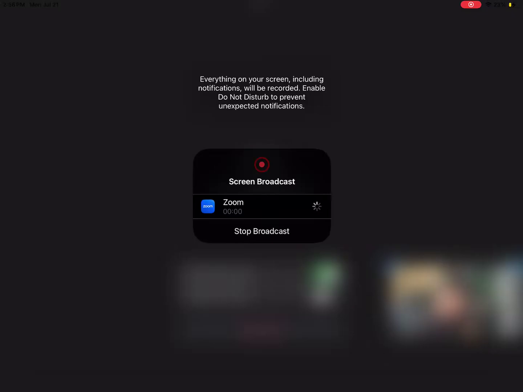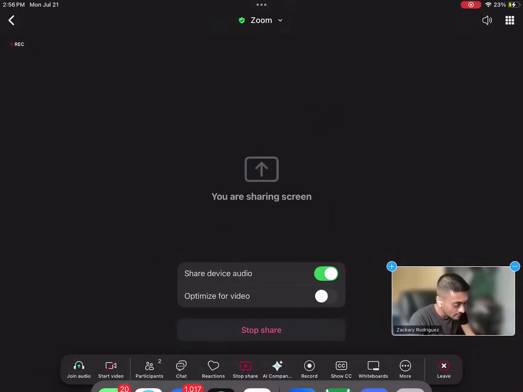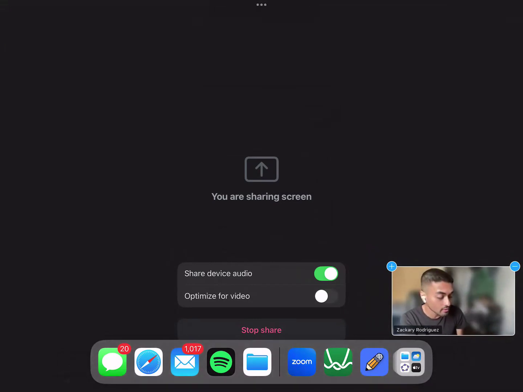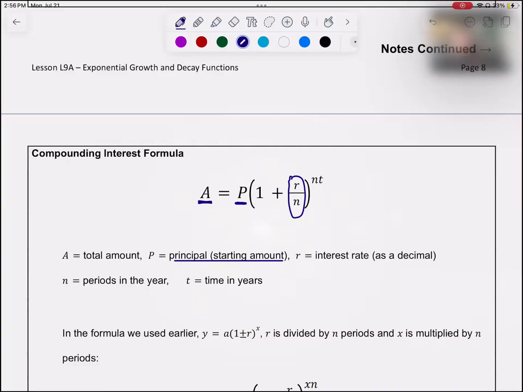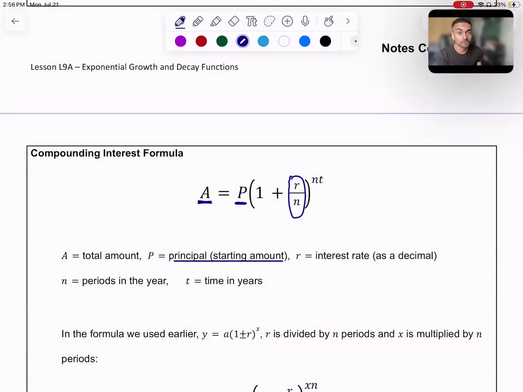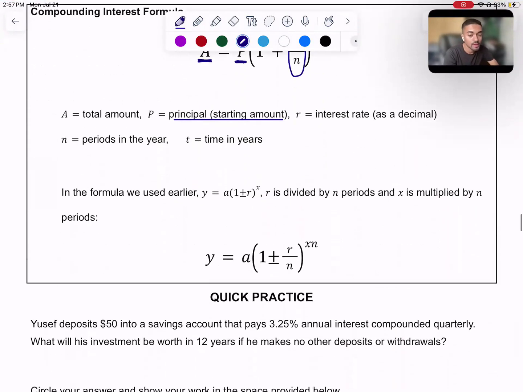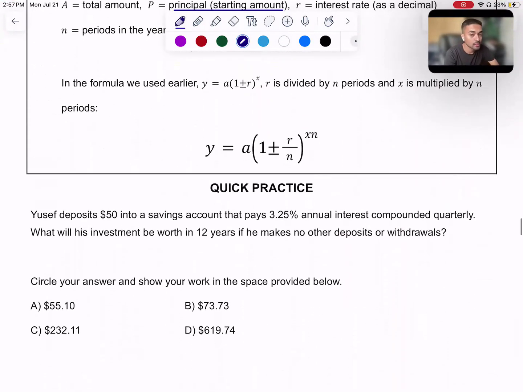Another thing you have to do is multiply the variable T, your time, how long you're going to leave it in the bank. You have to multiply that by however many times it's getting compounded. Okay. So in your exponent, you have n times t or n times x. All right. Let's try it in the quick practice.